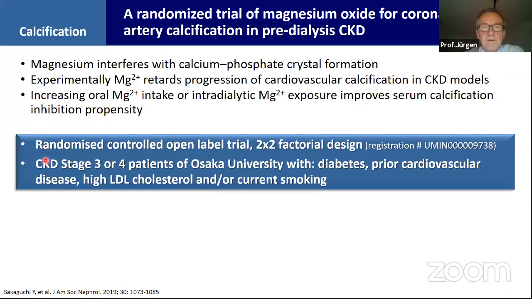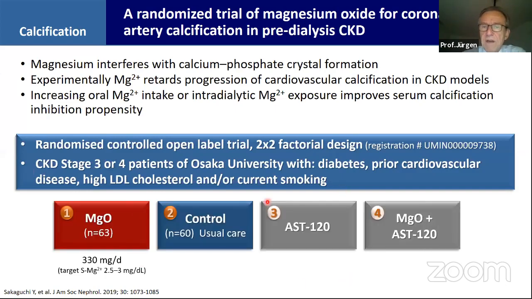They did a randomized controlled trial, and actually the trial was meant to test a compound called AST-120. Think of this as charcoal. It didn't work, so I will not comment on it at all. But they had another group receiving magnesium in there. So I will focus on this comparison, magnesium versus control. And they gave 330 milligrams of magnesium, and they measured the serum levels so that no hypermagnesemia developed.